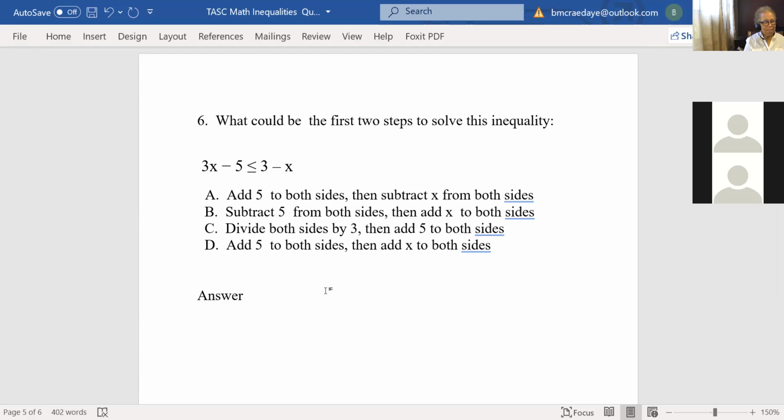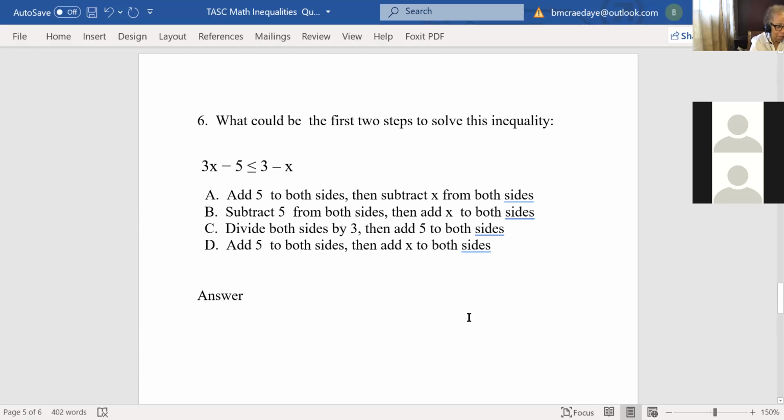I will try A. A has a subtract in it. Remember we said we have to have adds, right? So therefore it's D. That's it, Vanessa, because there is a subtraction on the x, there's a subtraction on the 5. So they both have to be adds. Add 5 to both sides, add x to both sides.